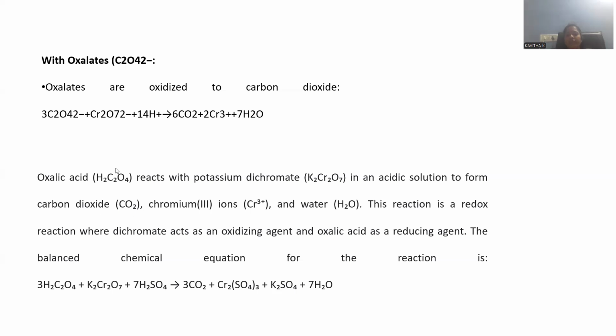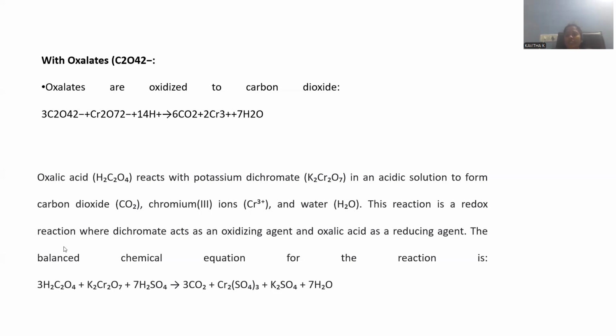How can we see oxidation? Because initially oxalic acid has hydrogens. After the product formation, the hydrogens are missing. Whenever hydrogens are removed, that is also a kind of oxidation we can denote. Chromium ions will be generated, that is chromium plus 3. Here the Roman numeral is also provided. Water is a product. The reaction is redox.